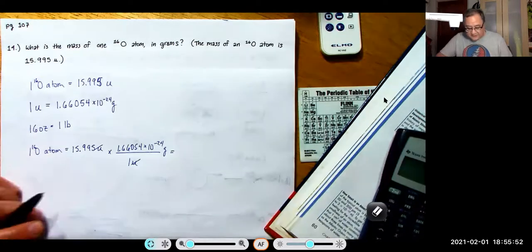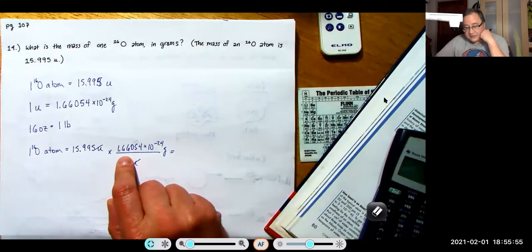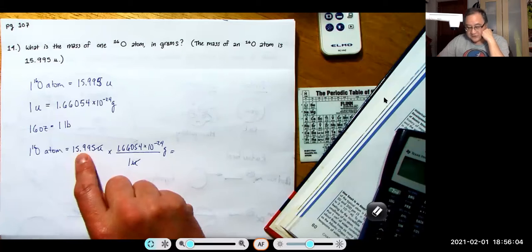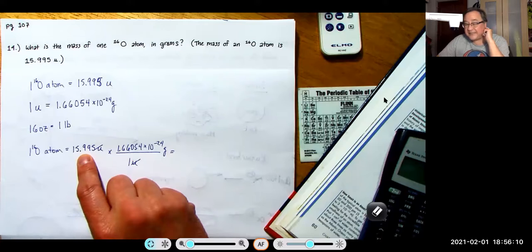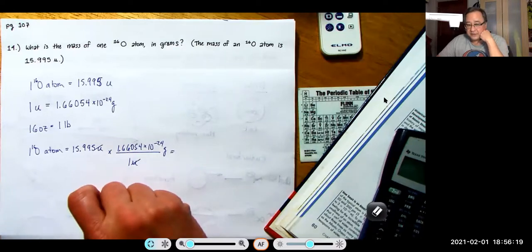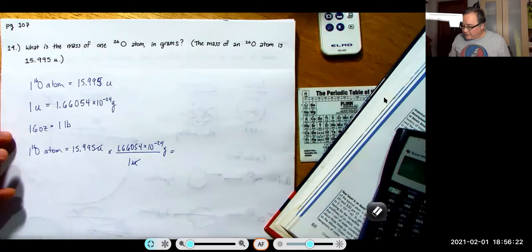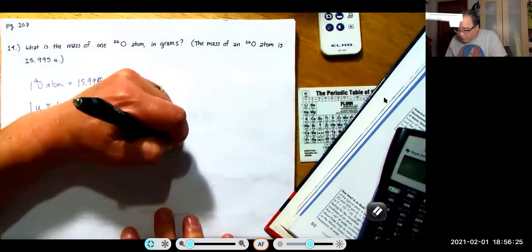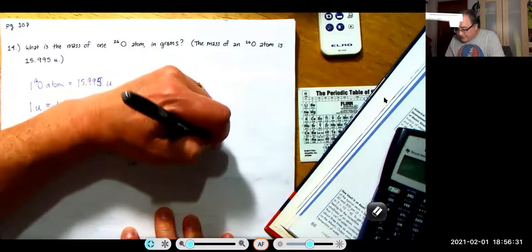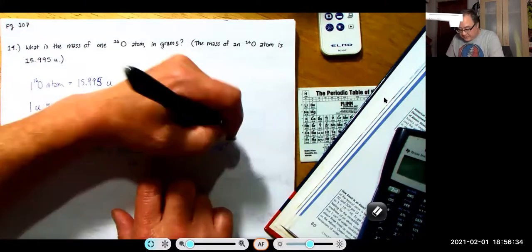And here we kind of want to estimate the answer. 1.66 is like 1 2/3. So if this is 16, 1 times 16 is 16. 2/3 of 16 is about 10 or 11. So 11 plus 16 is 27. So I should get 27 times 10 to the minus 24, or 2.7 times 10 to the minus 23. That's my estimate. So I put this into my calculator, and sure enough, I get 2.6560 times 10 to the minus 23 grams.